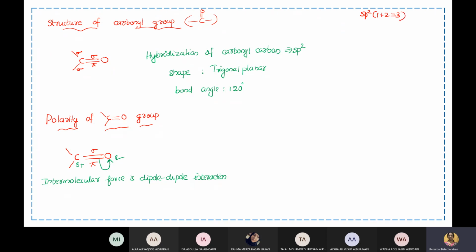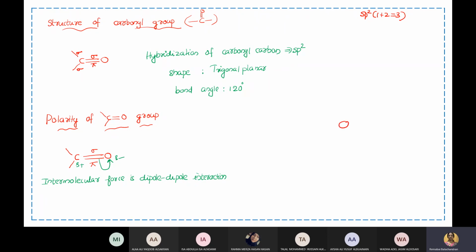Of course, if it is sp2 hybridization, the shape is trigonal planar and the bond angle is 120 degrees. You studied this, we did it already in the first lesson. Now next is the polarity of the CO group. This is something very important.